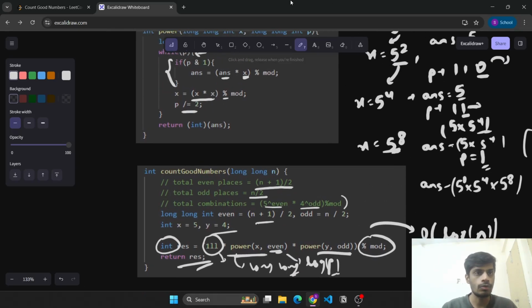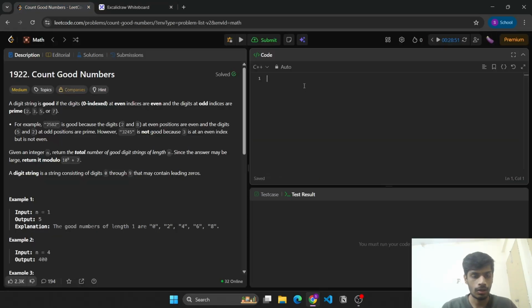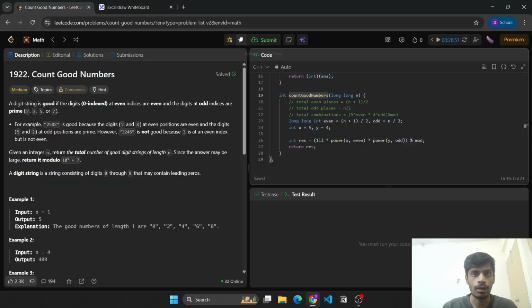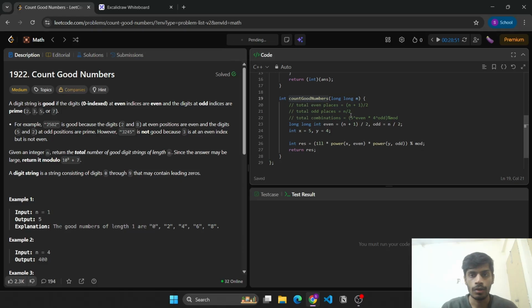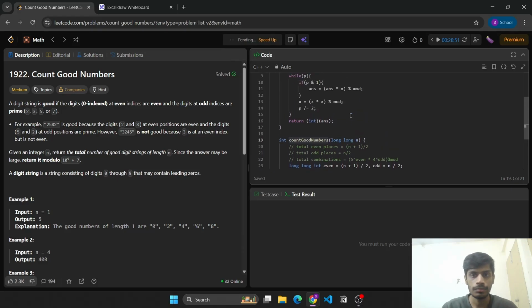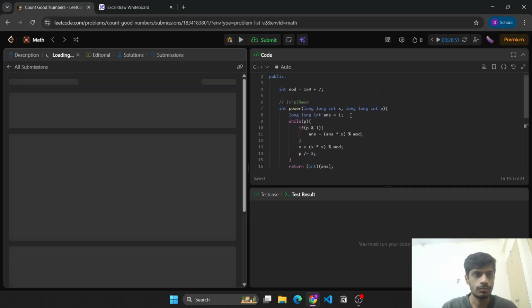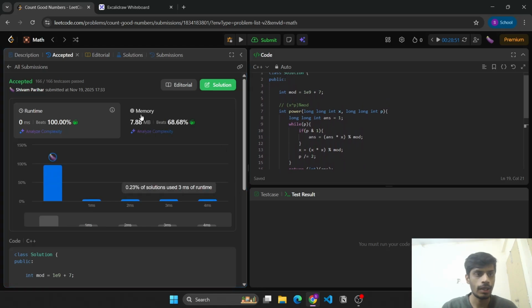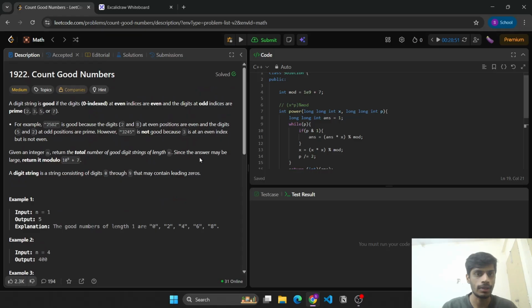So let's try to submit the code here as well, and we'll see how well it runs. As we can see, it beats 100% of the runtime, because the complexity is really fast.